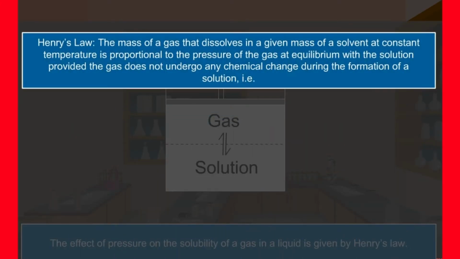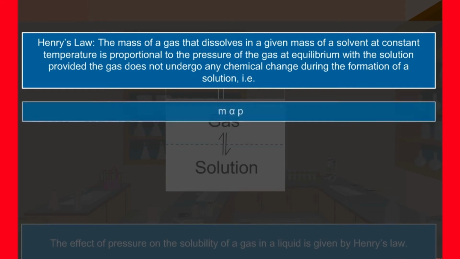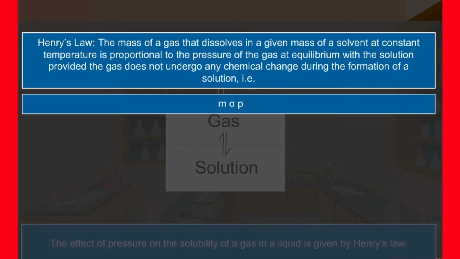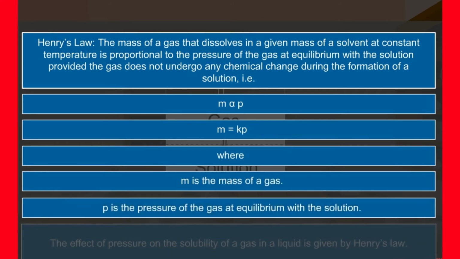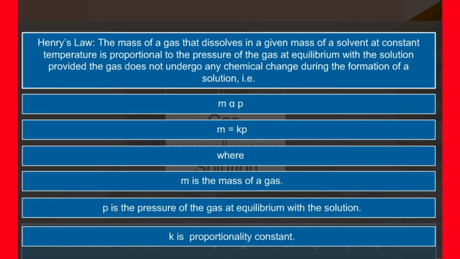This law states that the mass of a gas that dissolves in a given mass of a solvent at constant temperature is proportional to the pressure of the gas at equilibrium with the solution, provided the gas does not undergo any chemical change during the formation of a solution. That is, M is proportional to P or M = KP, where M is the mass of a gas, P is the pressure of the gas at equilibrium with the solution, and K is the proportionality constant.